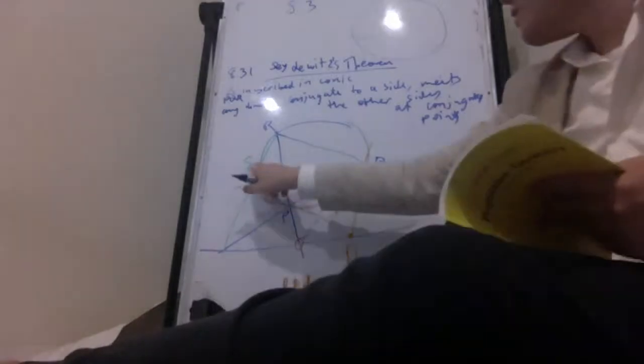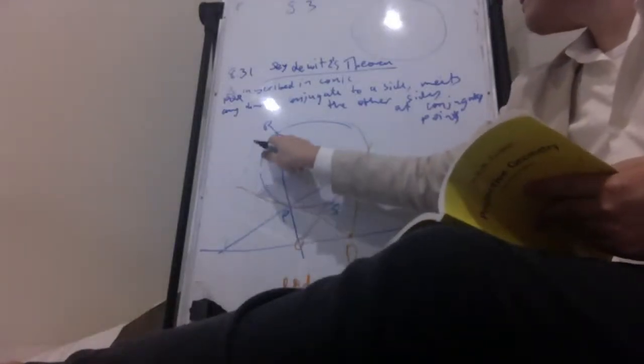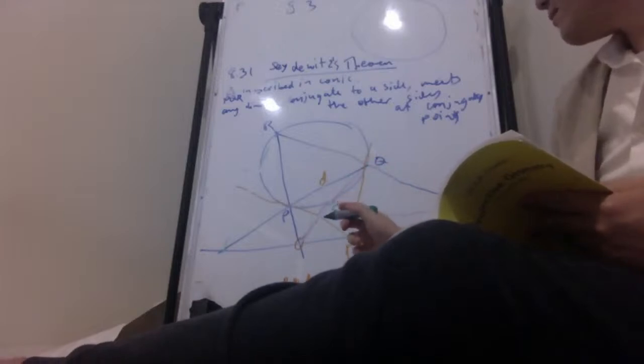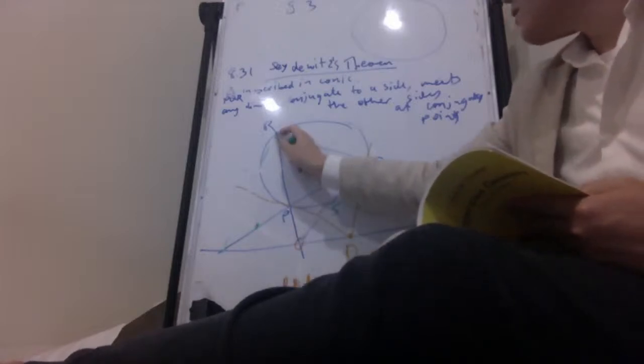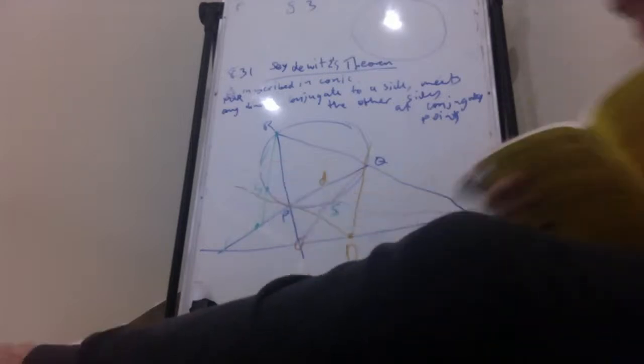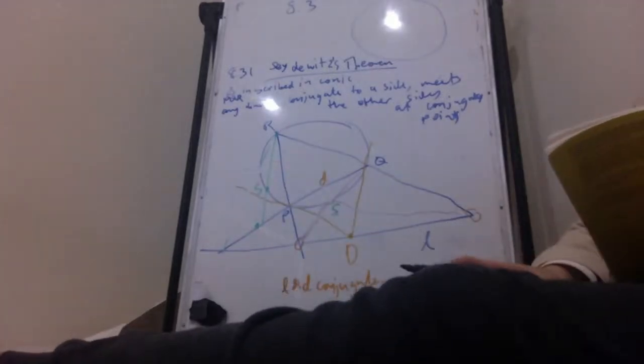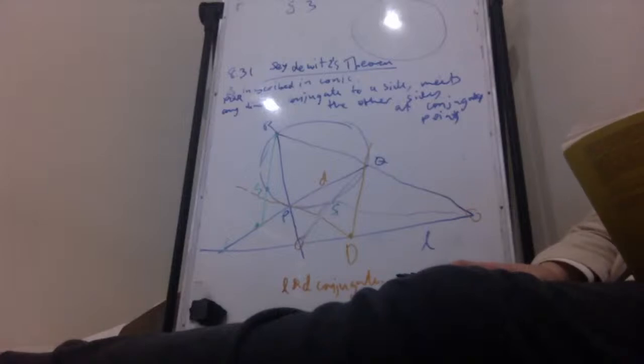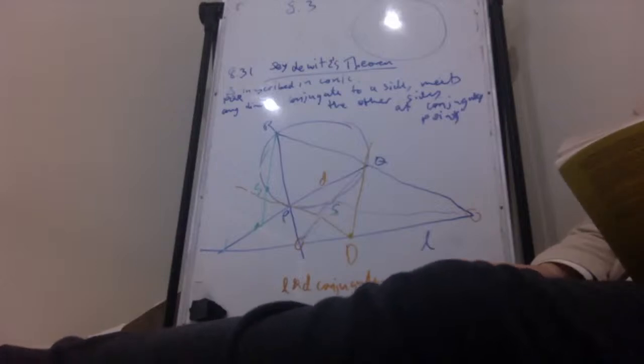So maybe it shouldn't be here. Let's try it again. Then RC, so it's on PQ somewhere. Maybe it's here. And RC meets the conic again at S. Okay. So the diagonal points of PQRS are a self-polar triangle.